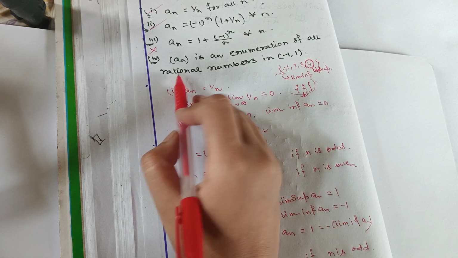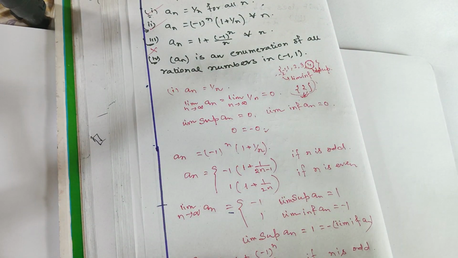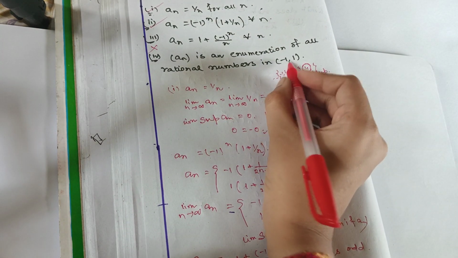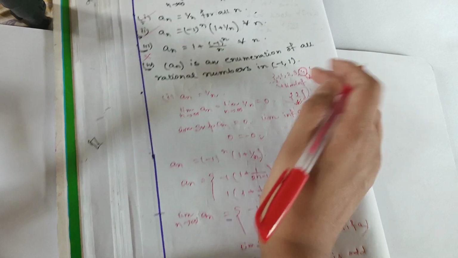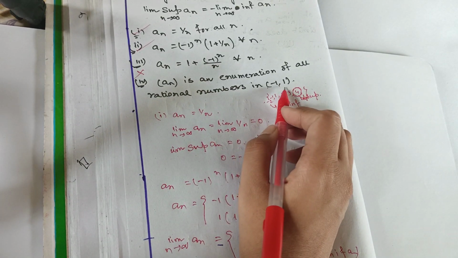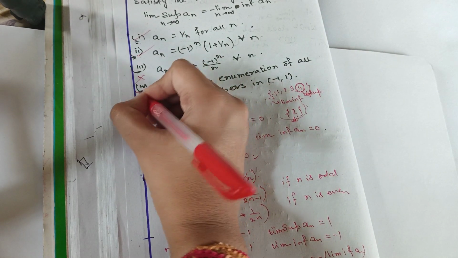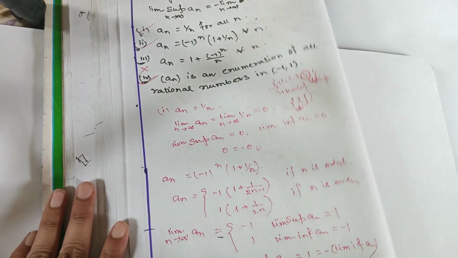Fourth option says that a_n is an enumeration of the rational numbers in (-1, 1). So definitely this is the interval -1 to 1. Here the limit supremum is 1 and the limit infimum is -1. So definitely we can write limit supremum equals minus the limit infimum of a_n. So it is also correct. So here the first, second and fourth options are correct. I hope it is clear to everyone.